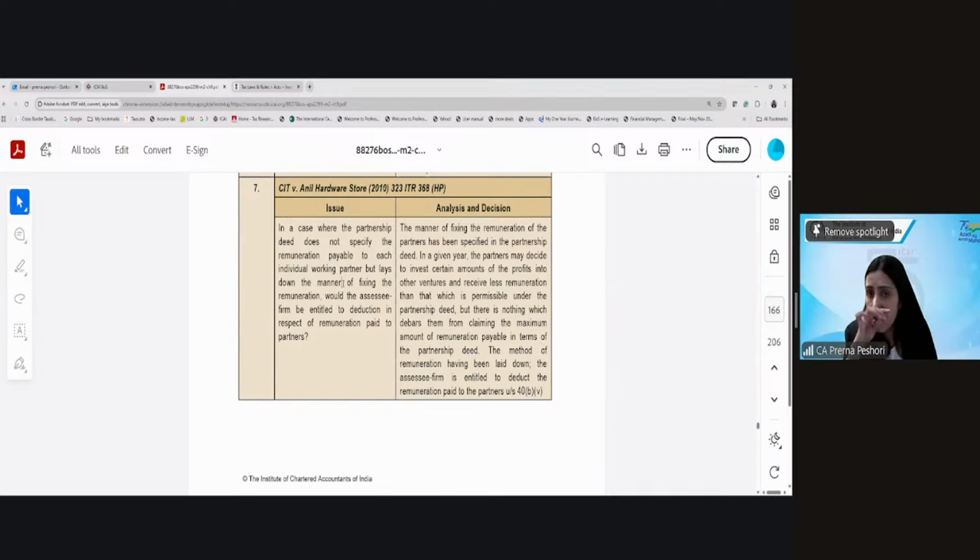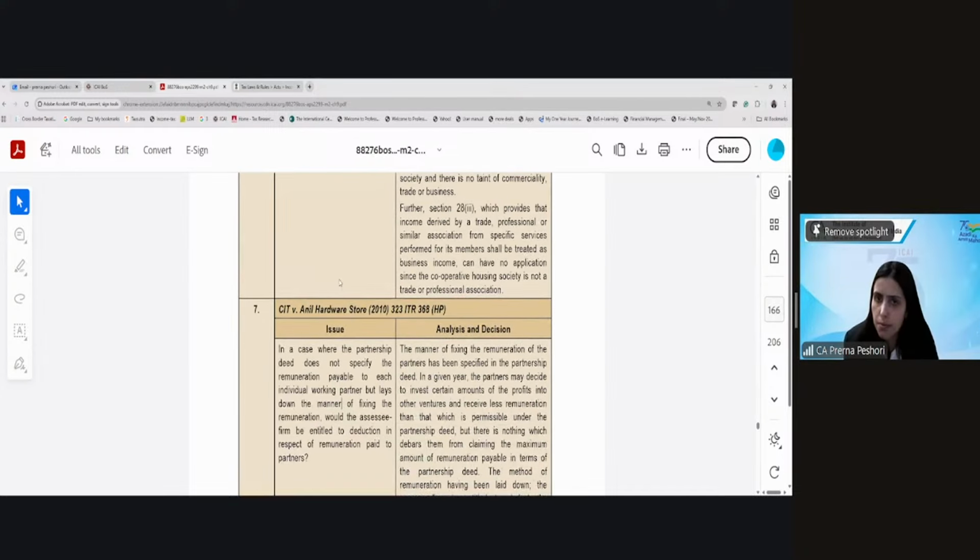And the partners may decide how they want to take the profits or the remuneration. So the manner of remuneration has been laid down. And therefore, the firm is entitled to deduct even if the individual partner's remuneration is not mentioned. The firm is entitled to deduct the remuneration under 40B. Clear? So every partner may decide if he wants lesser remuneration, that's fine. The working of the remuneration has been specified, that is also in. Clear?